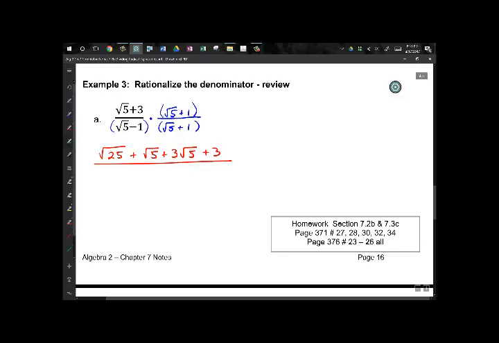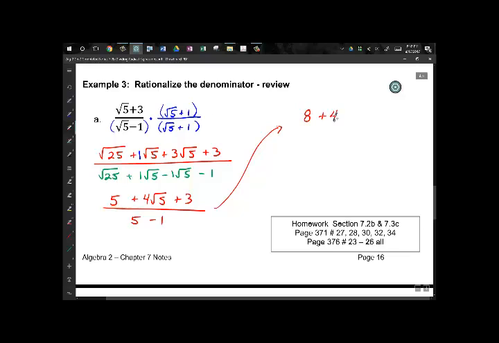Now, what's amazing about the conjugates in the denominator, remember, is the middle terms drop out. And I'm going to multiply this out for us just so we see it. Minus 1 square root of 5 minus 1. Simplifying the numerator, we get 5 plus, realize this is a 1 square root of 5, 4 square roots of 5 plus 3. Our denominator, we have 5 minus 1. We're going to bring this up here. That gives us 8 plus 4 square roots of 5 over 4.